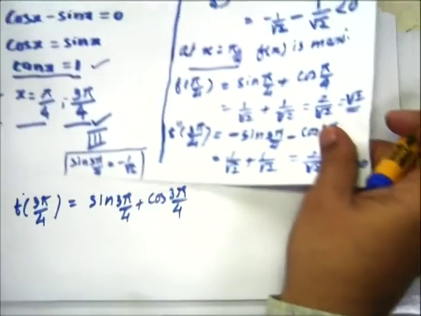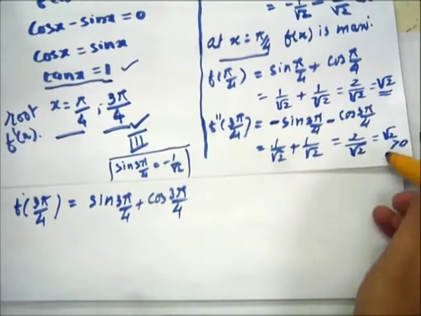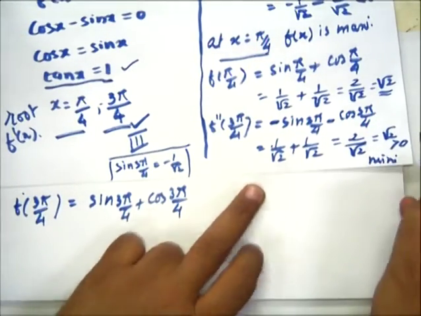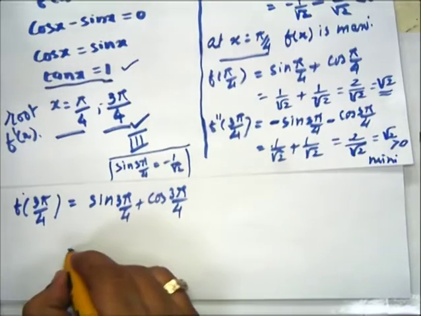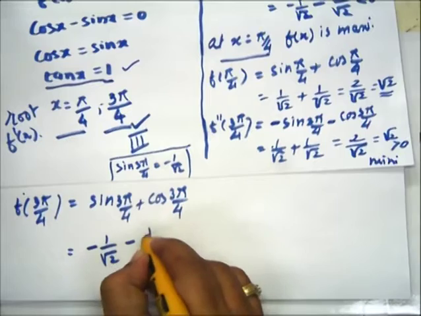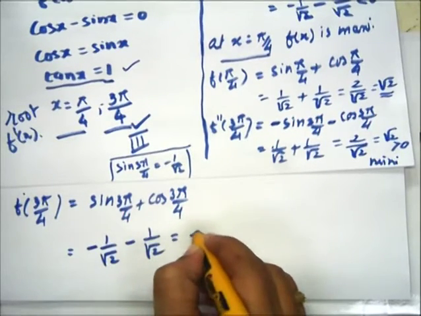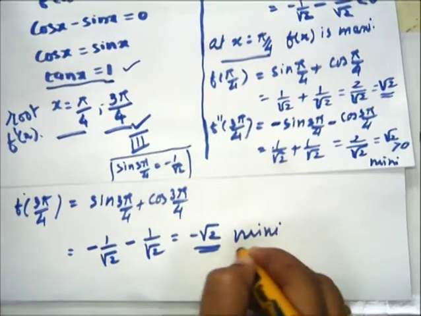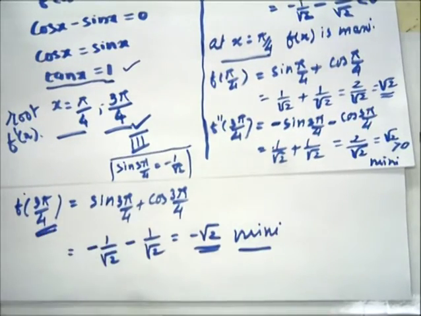As we know, at x is equal to 3 pi by 4, the function is minimum. So here we put the value of this, it is minus 1 upon root 2 minus 1 upon root 2. So it is minus root 2. Right. So this is the minimum value of the function. So this way we can find the maximum and the minimum value of the function sin x plus cos x.